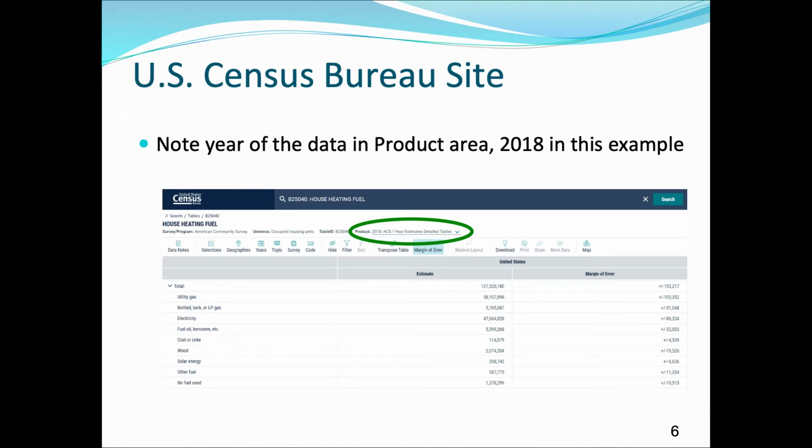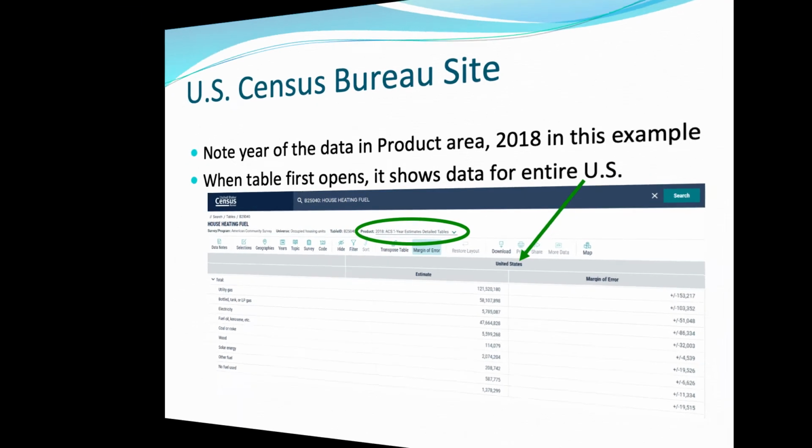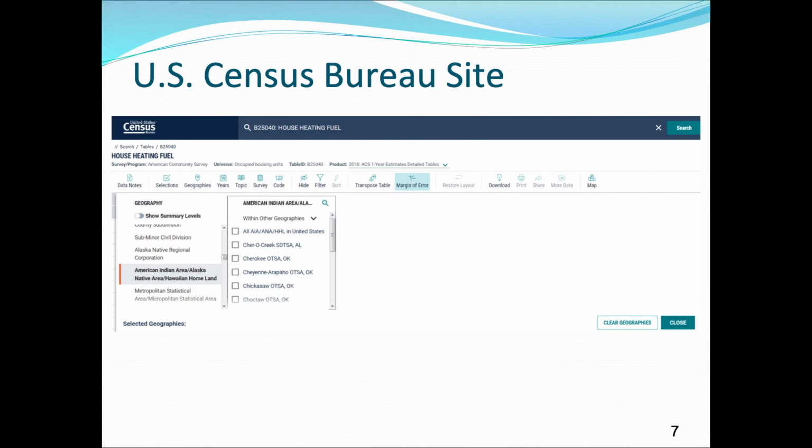Another thing to note here is that when the table first opens, it shows data for the entire United States. And that's because we haven't specified any geographies yet. So you want to look at data specifically for your tribe. So we need to specify your tribe as the geography. So how do we do that?